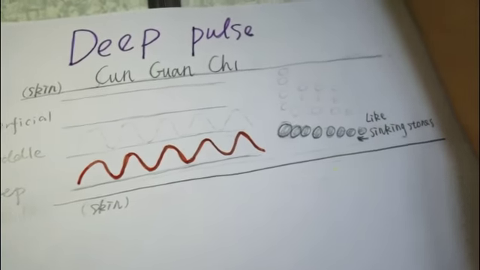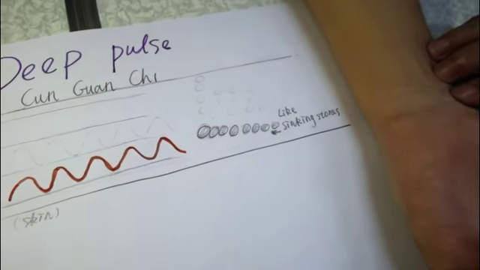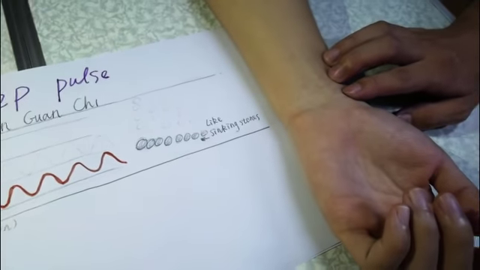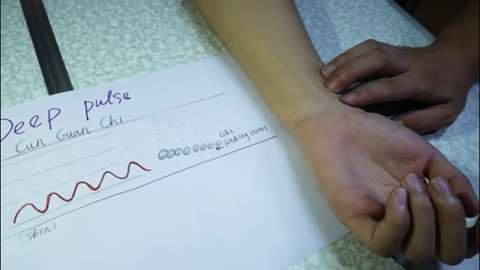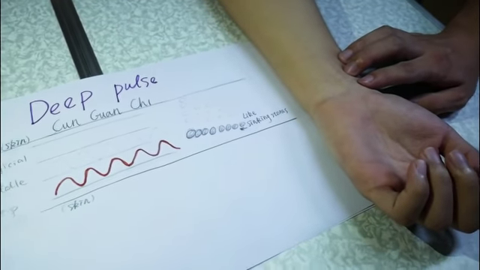Deep pulse. Superficial palpation reveals no clear pulse, which is felt only upon heavy pressure. This often occurs in interior syndromes.